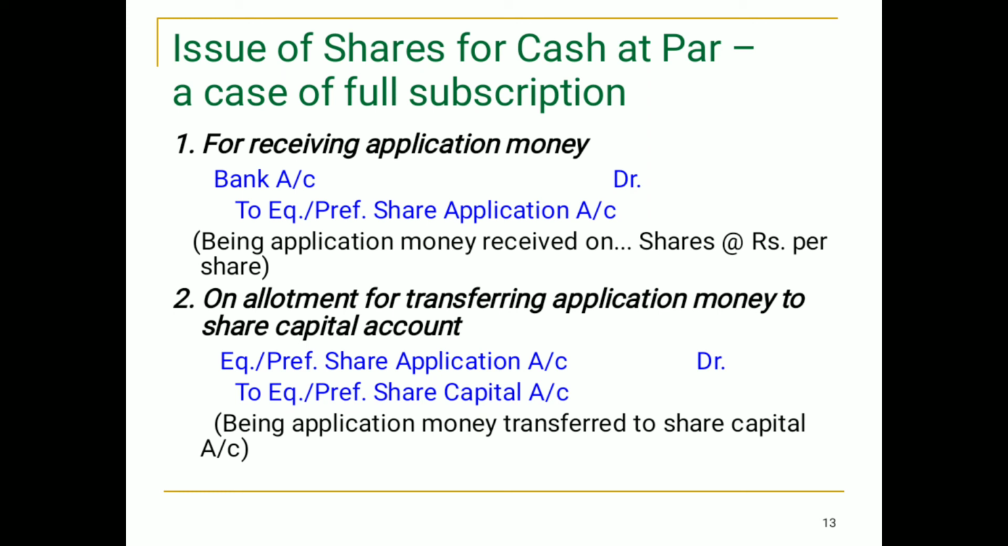So the very first step is that people are going to apply for the shares that the company has issued. And the journal entry on receipt of application money is bank account debit to equity share application account or preference share application account. Application money is received, so bank account debit.